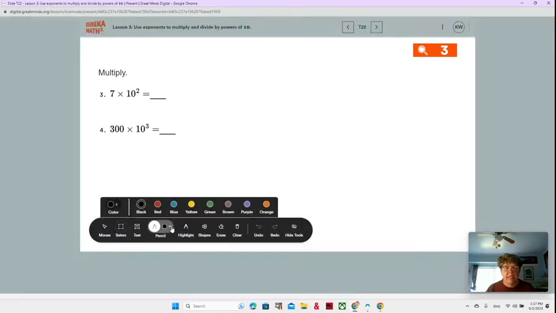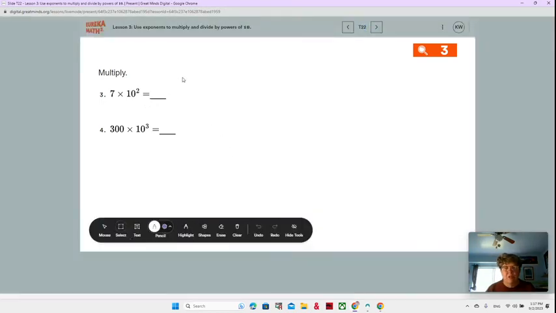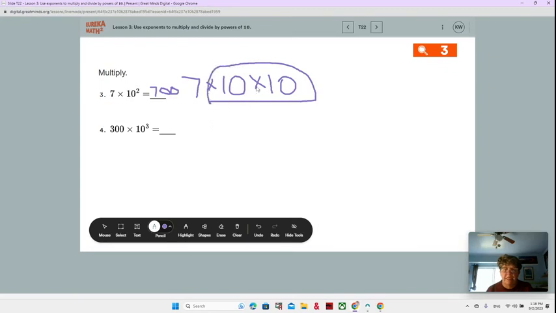All right, so we're going to write it all out. So 7 times, and what does 10 to the second power mean? It means 10 times 10. Okay, make sure you're writing this down. Sorry, 7 times 10 times 10. And 10 times 10 is the same as 100. So 7 times 100 is 700. Okay, so we can think of multiplying by our power of 10 as a second part, another factor. And then it's just going to be 100 times 7.